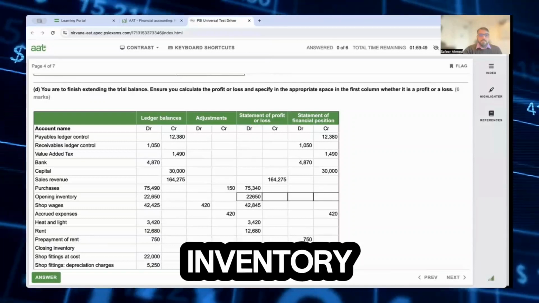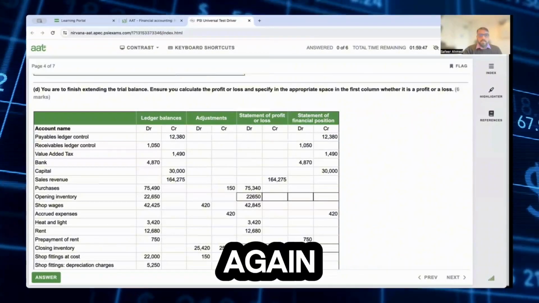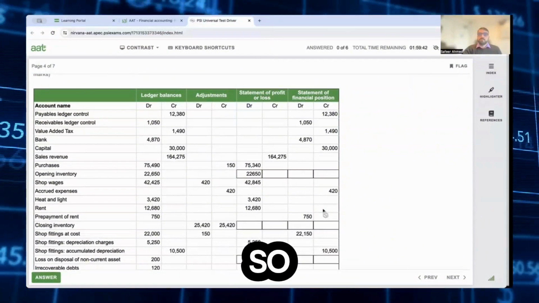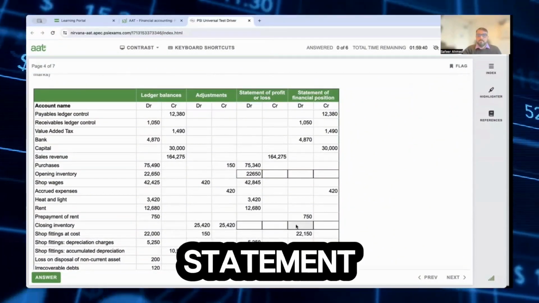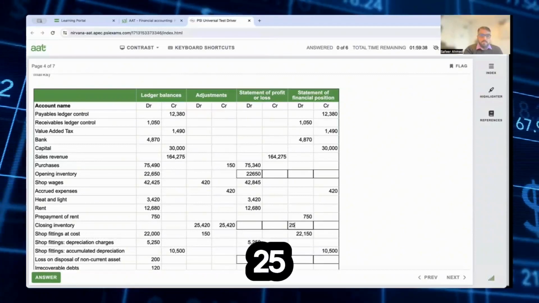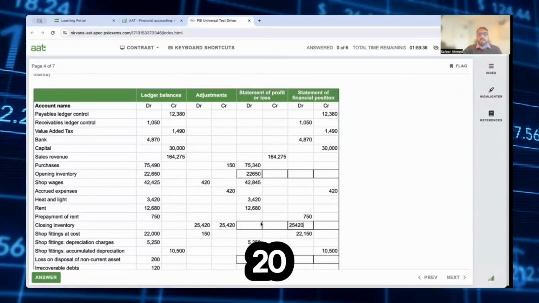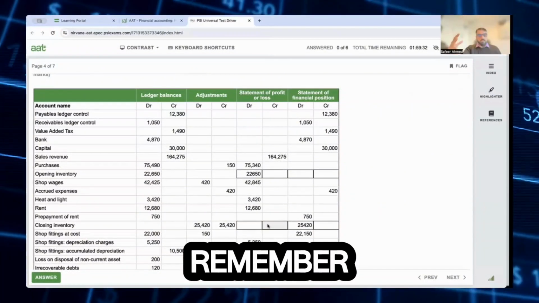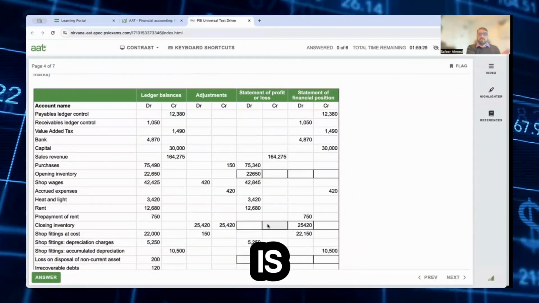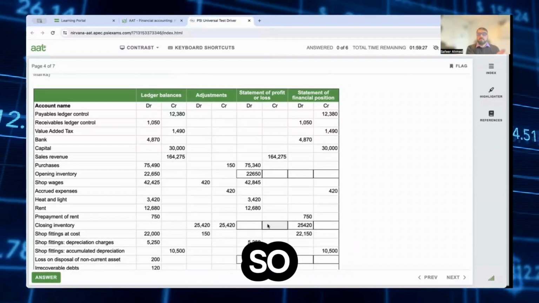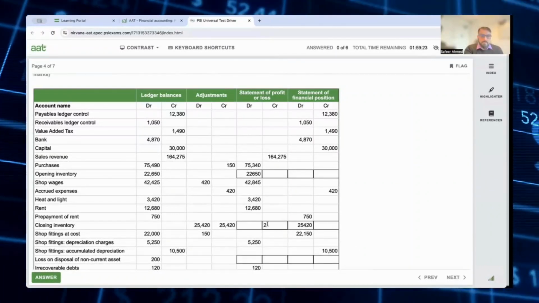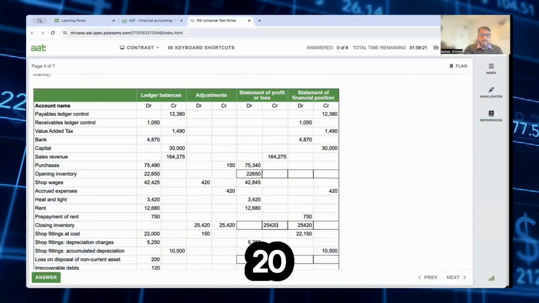And then the closing inventory. Again, closing inventory, remember where it goes. It goes on the debit side of the statement of financial position, which is 25,420. And then it also goes on the credit side of the statement of profit and loss. Remember, opening inventory plus purchases minus closing inventory. So in other words, on the credit side of the statement of profit and loss, 25,420.